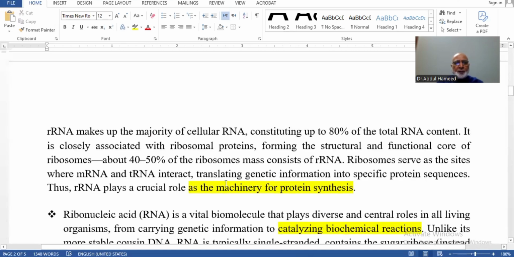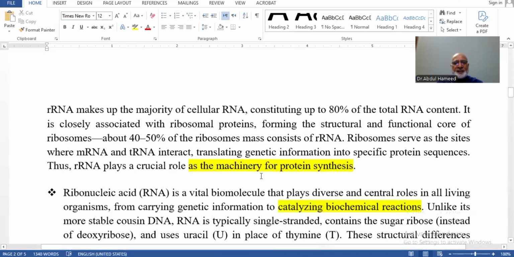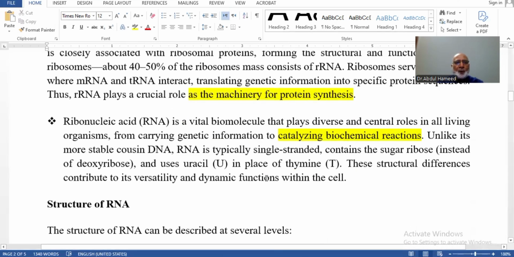Ribosomal RNA. Ribosomal RNA is the major RNA as far as quantity is concerned. It is about 80% of the total cellular RNA and closely associated with ribosomal protein to form the ribosomes. So about 40 to 50% of the ribosome mass consists of RNA and the rest is proteins. So ribosomes serve as the site where messenger RNA and transfer RNA interact, so translating genetic information to specific protein sequence. Thus, RNA plays a crucial role in the machinery for protein synthesis.